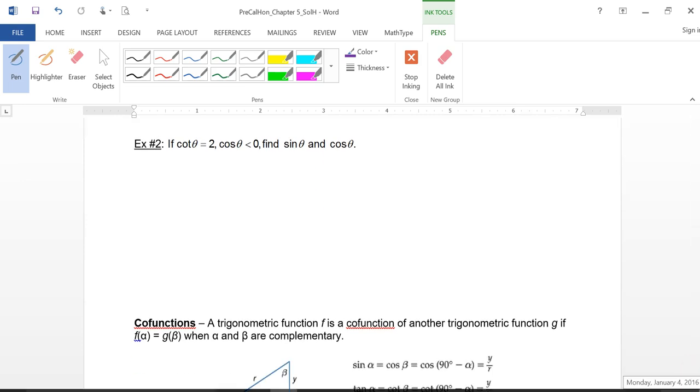Okay, here I have cotangent of theta is 2. Cosine is less than 0. We need to find sine and cosine.